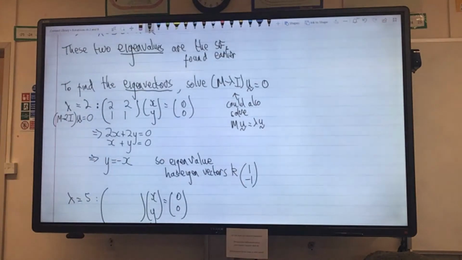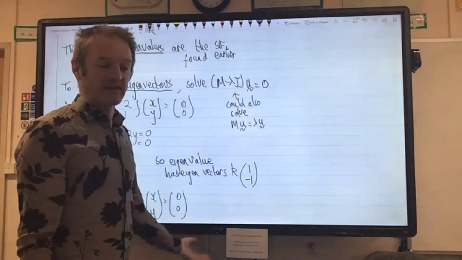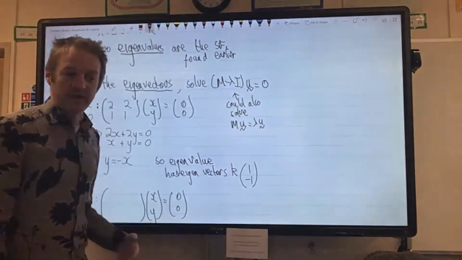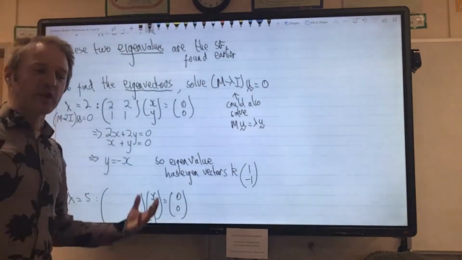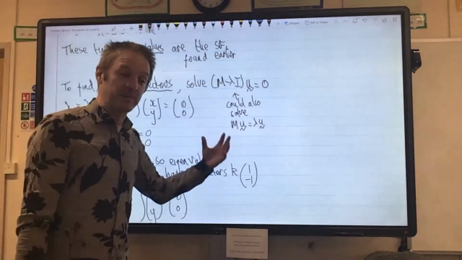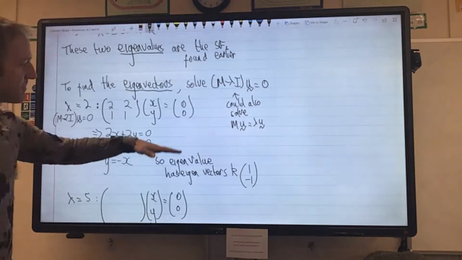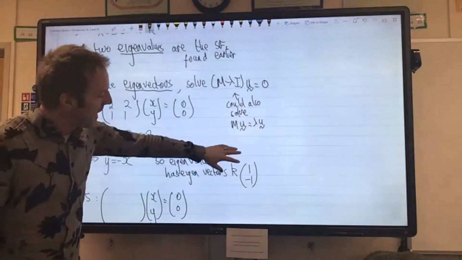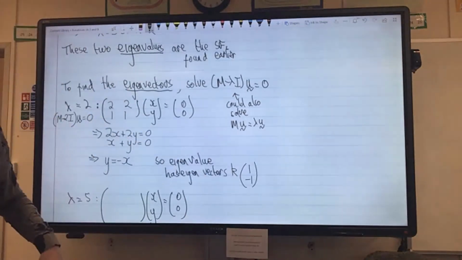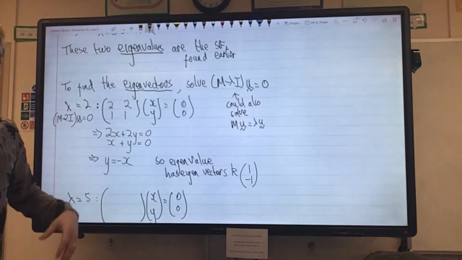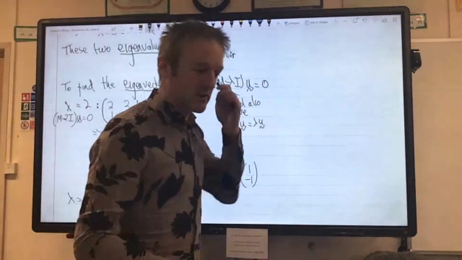So sometimes it matters, sometimes it doesn't. You'll see it in the book. Sometimes they say find an eigenvector and the answer 1, minus 1 is fine. Sometimes it says find a complete set of eigenvectors, and that would be k times 1, minus 1, any multiple of 1, minus 1. If you trace back through your work, you'll see that if you put any multiple of 1, minus 1 in, the vector direction is not changed.